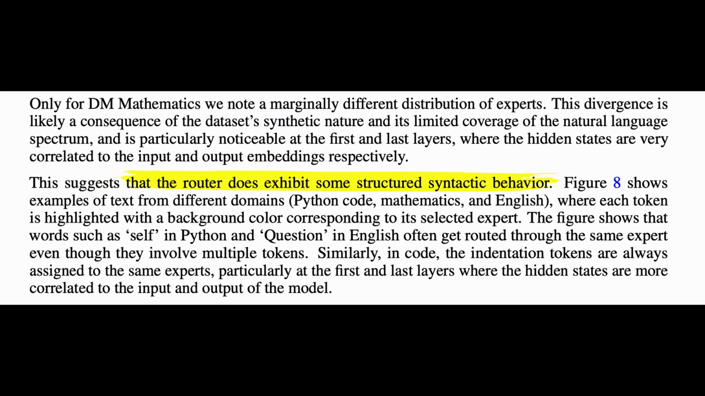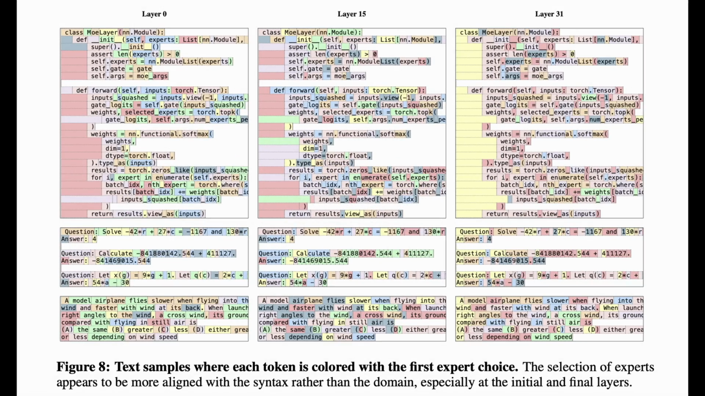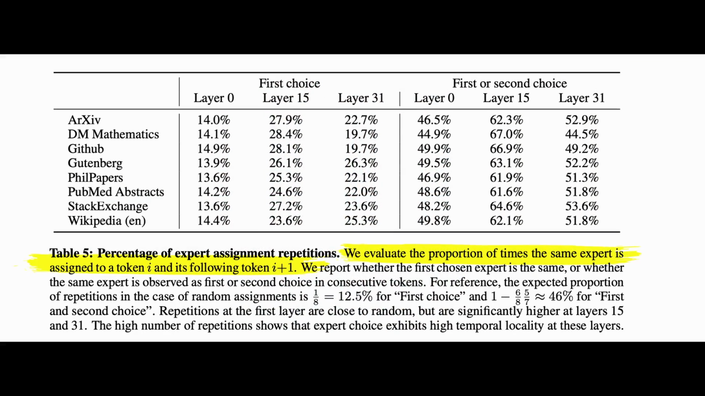The routers do exhibit some syntactic behavior. When processing code, for example, indentation tokens are always assigned to the same expert as shown here. Also, consecutive words are often routed through the same experts as well. Also, apparently the word self in Python and question in English route through the same expert. I don't know what to do with this information, but okay.